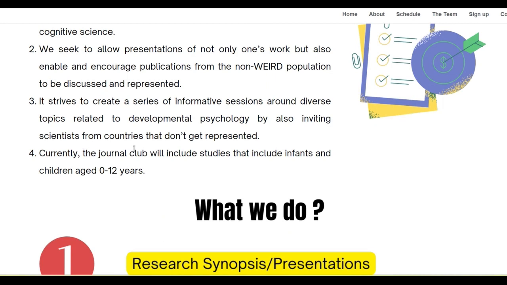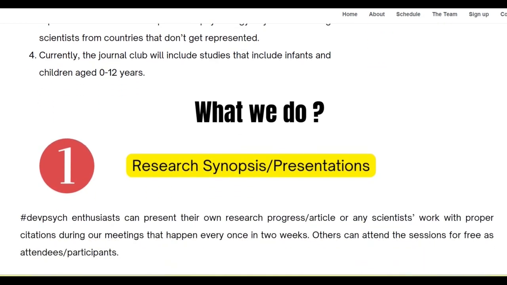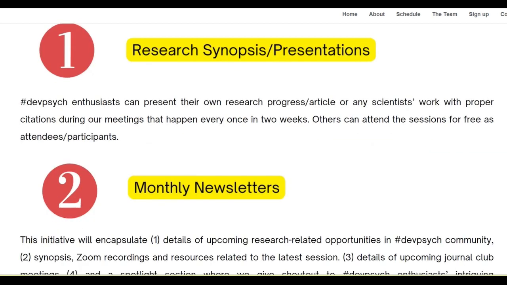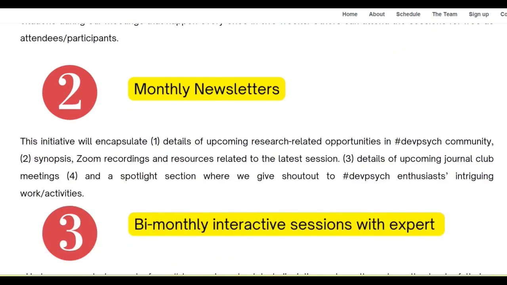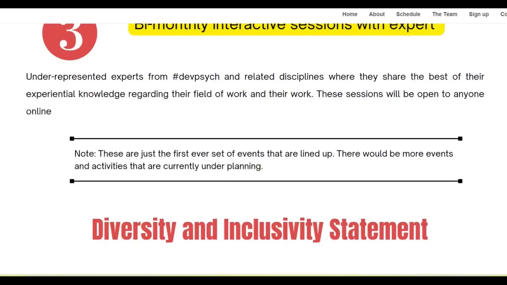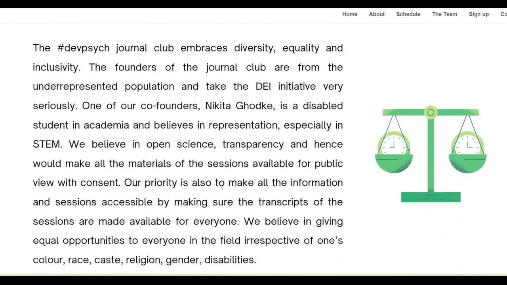They are working for a journal club which includes studies of infants and children aged 0 to 12 years. And they have talked about what they are going to do in this. They will present some research synopsis or presentations, monthly newsletters, and bi-monthly interactive sessions with experts. So this is a good opportunity to avail.